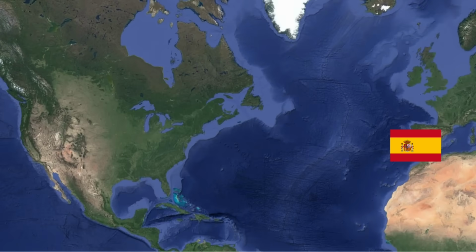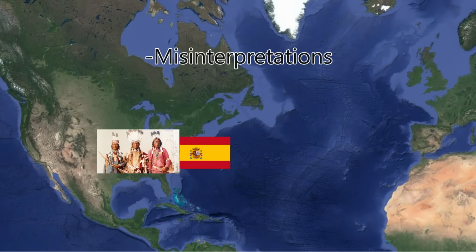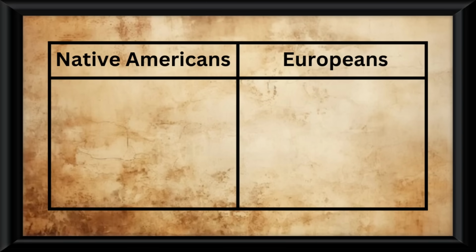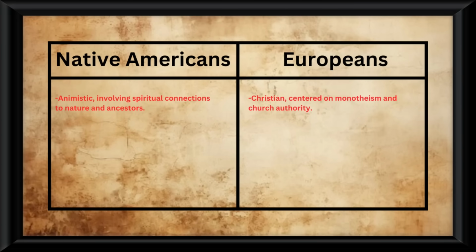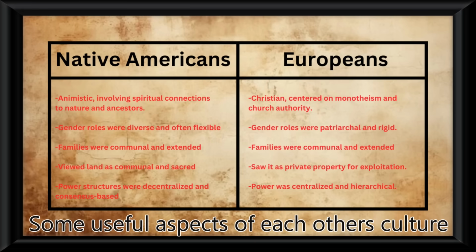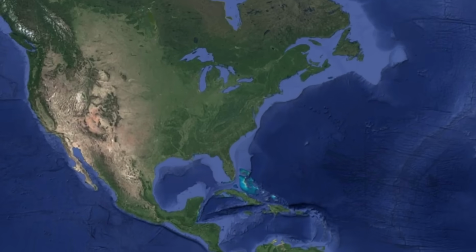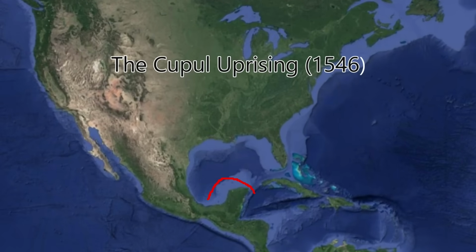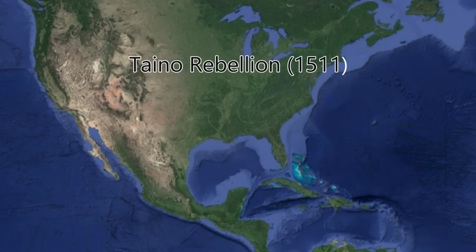So it's fair to say that any time in history, when an existing culture interacts with a new culture, misinterpretations and profiling will always happen from both sides. In terms of the natives and Europeans, their cultures had different worldviews on religion, gender roles, family, land use, and power. Over time, Europeans and Native Americans adopted some useful aspects of each other's culture. But as Europeans increasingly attempted to enslave the natives, different military defenses from the natives happened. A few examples of this were the Caboul Uprising in the Yucatan and the Taino Rebellion in the Caribbean.